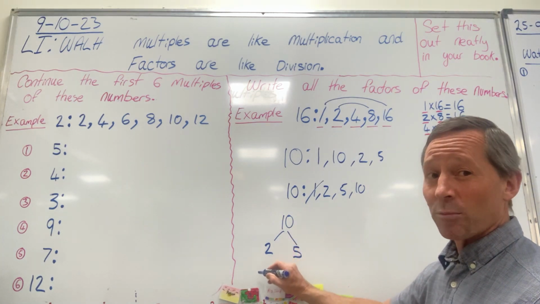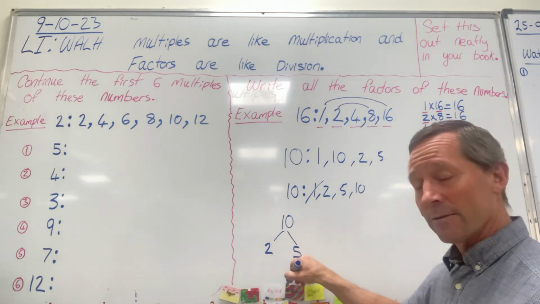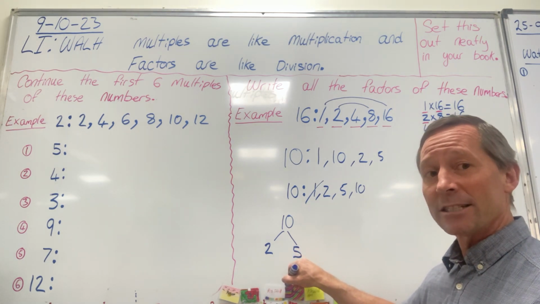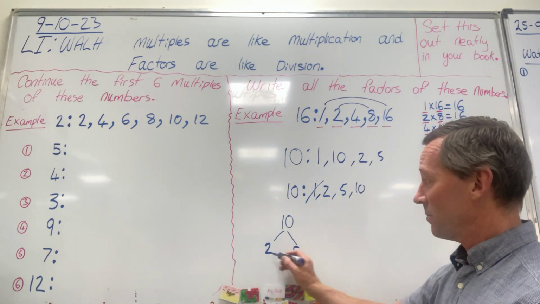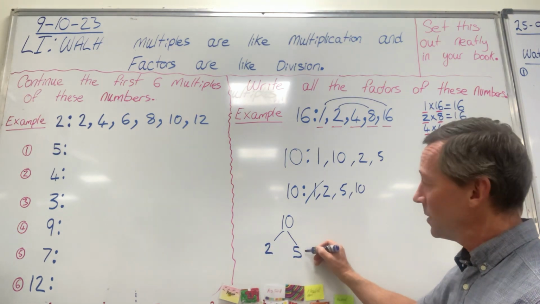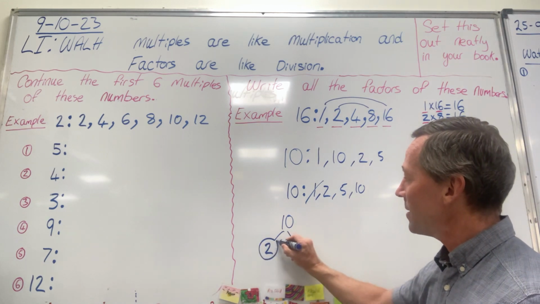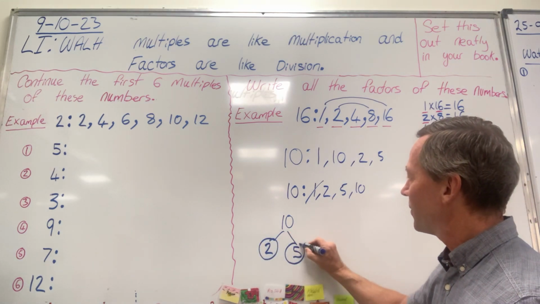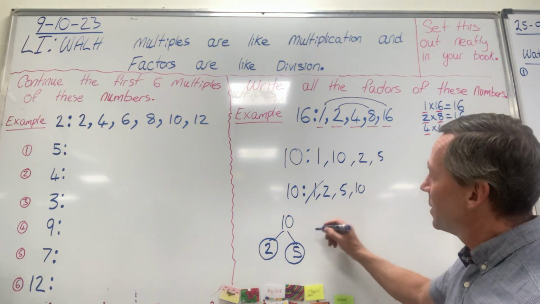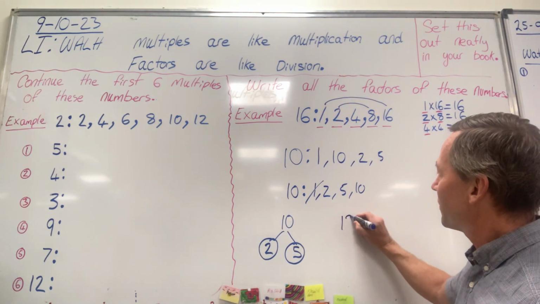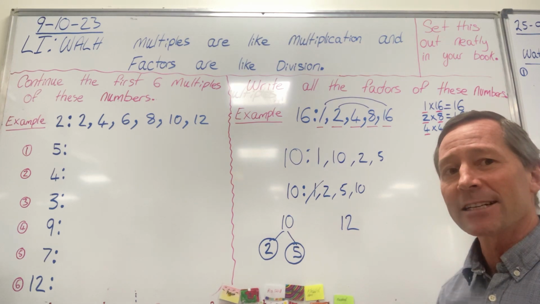2 is known as a prime number. 5 is also a prime number, which means there are only 2 factors, 1 and itself. So in this case, you'd actually circle that. That's the end of that factor tree, prime numbers. If I do this one though, 12, think of the factors of 12.